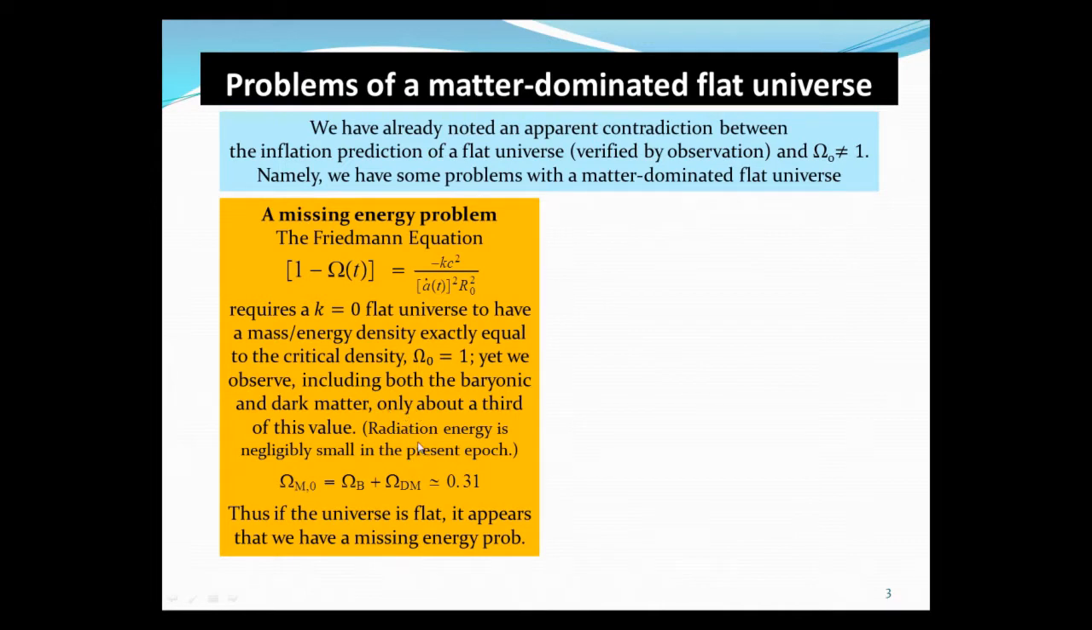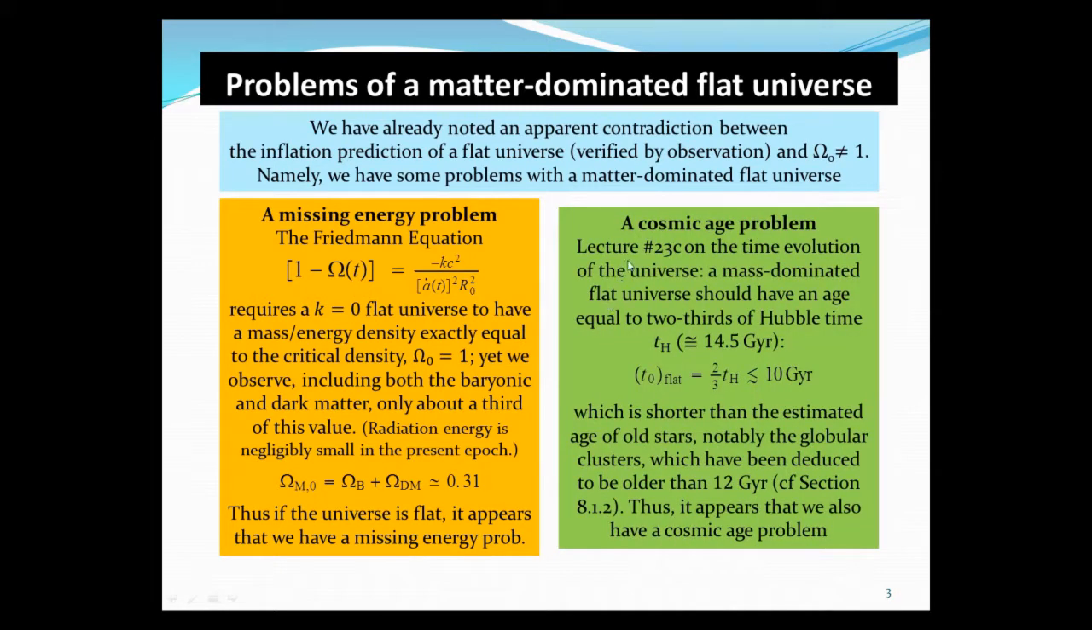Radiation energy is actually negligible, so at present the matter density, baryons and dark matter together, is only about 0.31. So if the universe is flat, it appears that we have a missing energy problem, because we have k equals 0, yet do not have omega equal to 1.